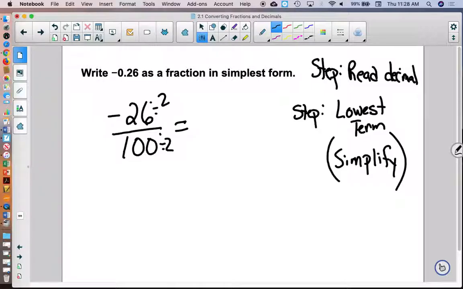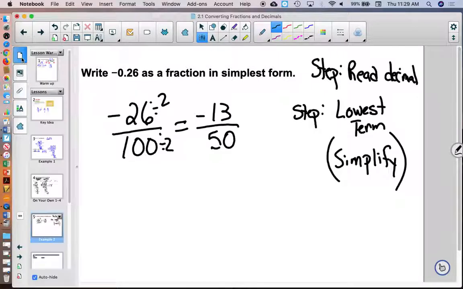And I get 26 divided by 2. I have negative 13. And 100, or a dollar, divided in half is 50. Now am I in lowest terms? Simplest form. Am I done? Yep, I'm done. I kept the negative sign and I just dealt with the fraction or the decimal.